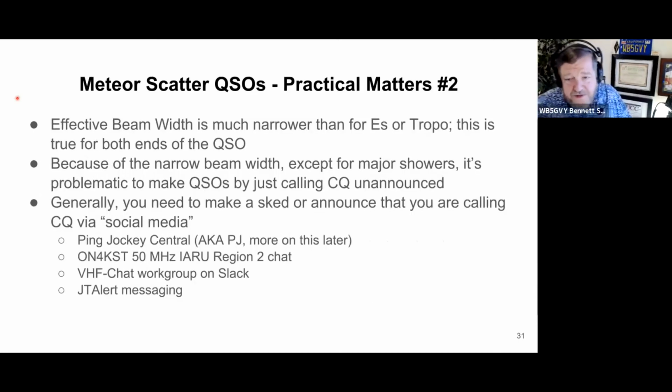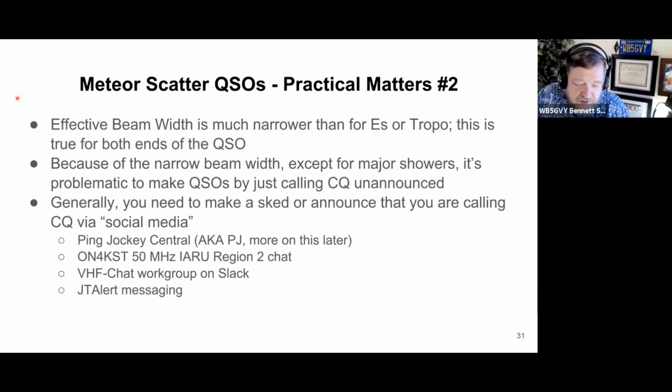All right, more practical matters. So the effective beam width that you'll realize on meteor scatter appears to be much narrower than it is for sporadic E or tropo. And I guess I didn't really talk about it, but in sporadic E, sometimes the direction the antenna's aimed doesn't matter that much. For sporadic E, it's more, I think, where the sporadic E clouds are than anything else. I've had contacts off the side of the beam and back of the beam, and it worked just fine. But you can't get away with that on meteor scatter.